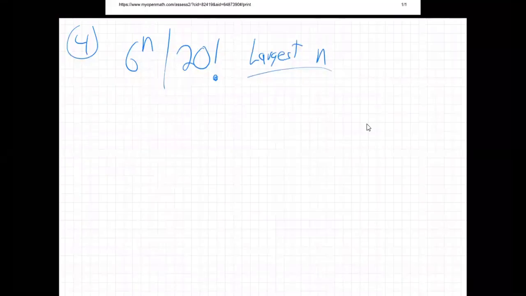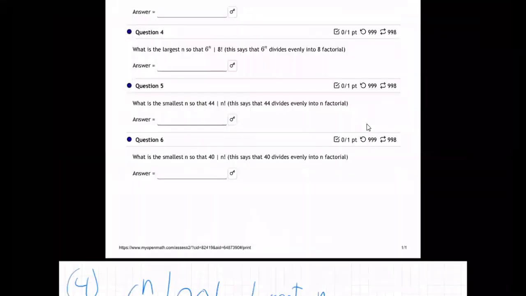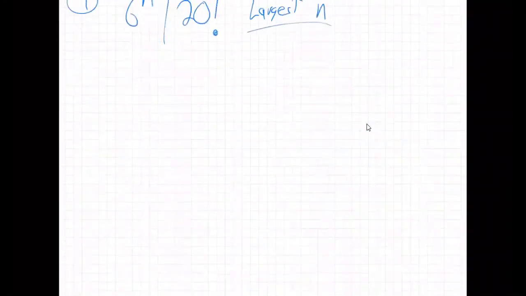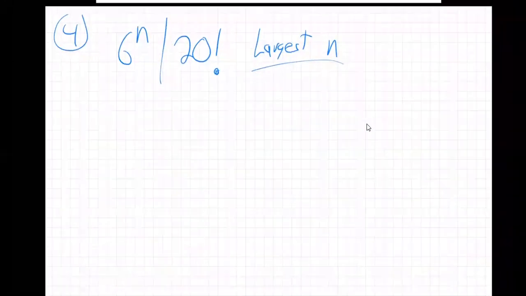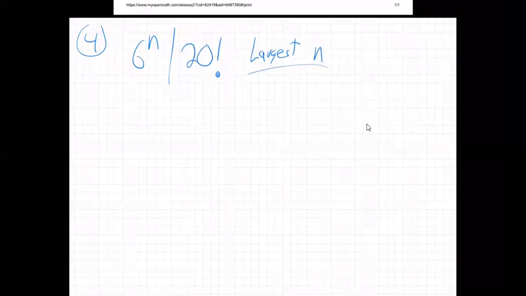So the question is the largest n such that 6 to the n divides into 20 factorial. How are we going to do it? I think you know. We've got to take the 20 factorial and break it down. So first of all, let's write it out, then we'll break it down.